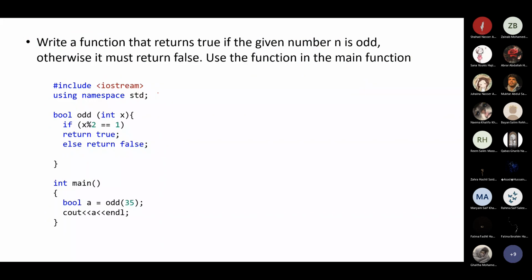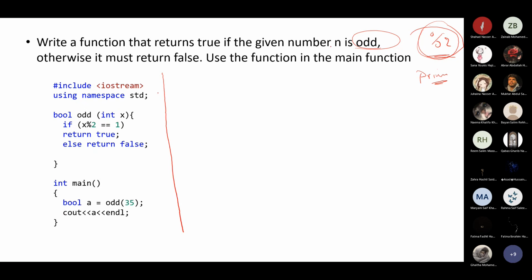All right. Write a function that returns true if the given number is odd, otherwise it must return false. Use the function in the main function. Don't look at the code. We've used this several times, and honestly, many times we've solved questions like this, and I've even given it to you like a quiz, maybe, as I remember. Odd and even means mod 2. Whenever you see odd and even, but not prime, be careful. When we're talking about prime, it's a different story. So odd and even means mod 2.